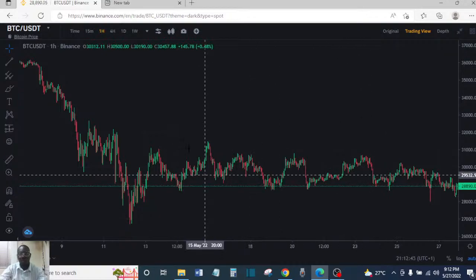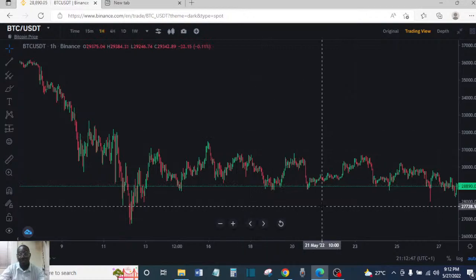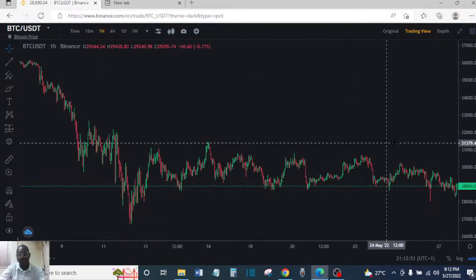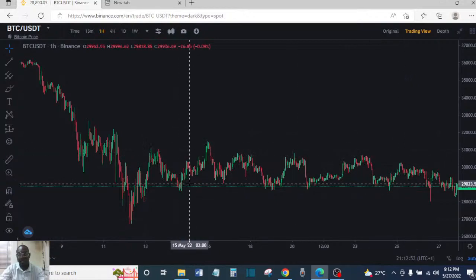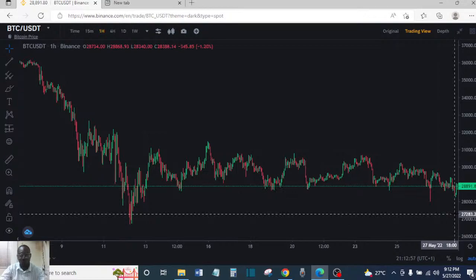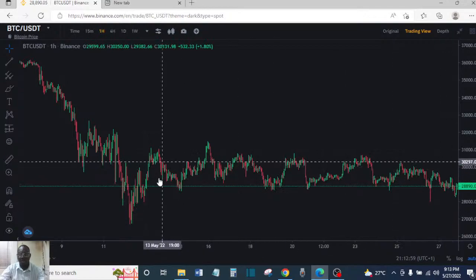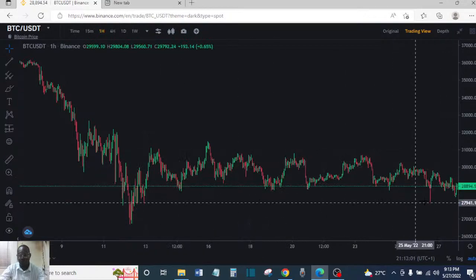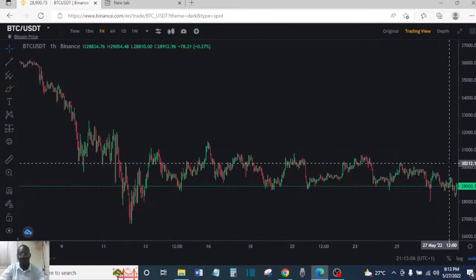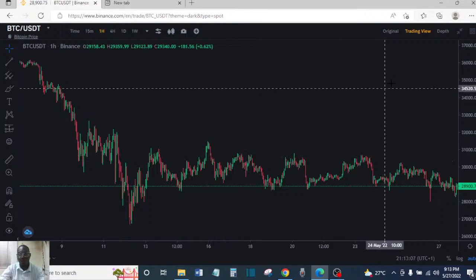Either one they clear first will determine where the price is likely to go next. If they have cleared the top first, then there is a high probability that they want to come and clear the bottom, and the price will continue to tumble. Now they have cleared a part of the bottom, and probably they may decide to start taking the price upward.